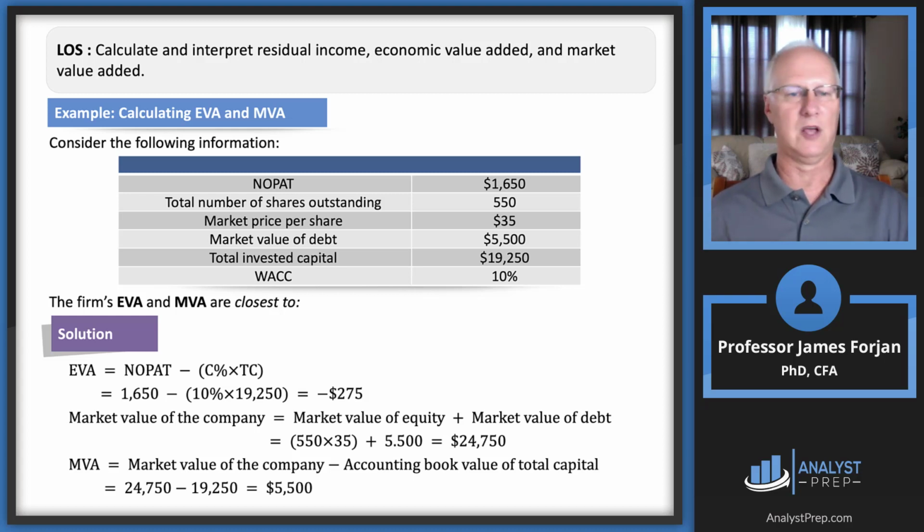So that doesn't sound like we're adding any value at all. Market value, we'll just take, well, what are we given up there? Number of outstanding shares, 550, times market price, 35. So that gets us whatever that number is. And we add the 5,500 of market value of debt. That gets us 24,750. And so we can subtract the 19,250 to get market value added of 5,500.